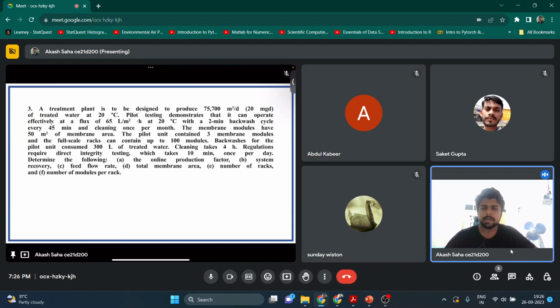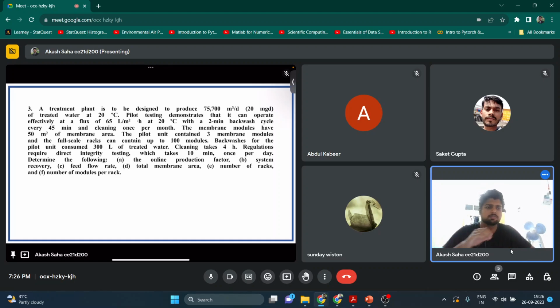And what about backwashes? Backwashes for the pilot unit consume 300 liters of treated water. So out of whatever water is coming out from the membrane, 300 liters is required for backwashing. Also, the cleaning takes 4 hours. Regulations require direct integrity testing, which takes 10 minutes once per day. Apart from the regular backwashing and cleaning, there is also integrity testing of the membrane, which takes 10 minutes.